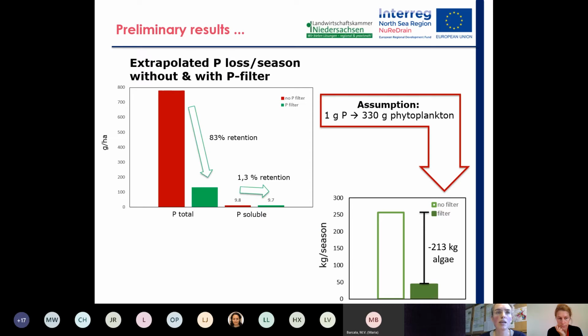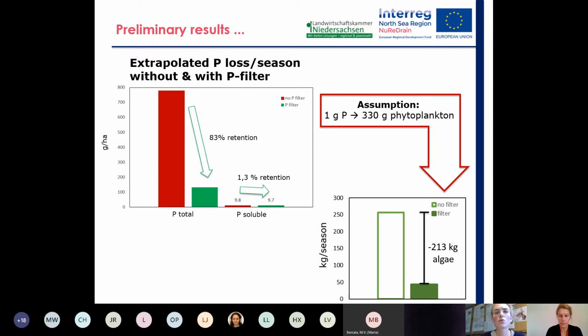If we extrapolate the P loss per season and hectare, we can see that with no filter, the red bar, we have a discharge of nearly 800 grams per hectare and drainage season. If we put a filter on this system, we can reduce this outflow of total P by 83%. That means 83% of the discharge is retained in the filter, and the total discharge with this filter is only about 140 grams per hectare.